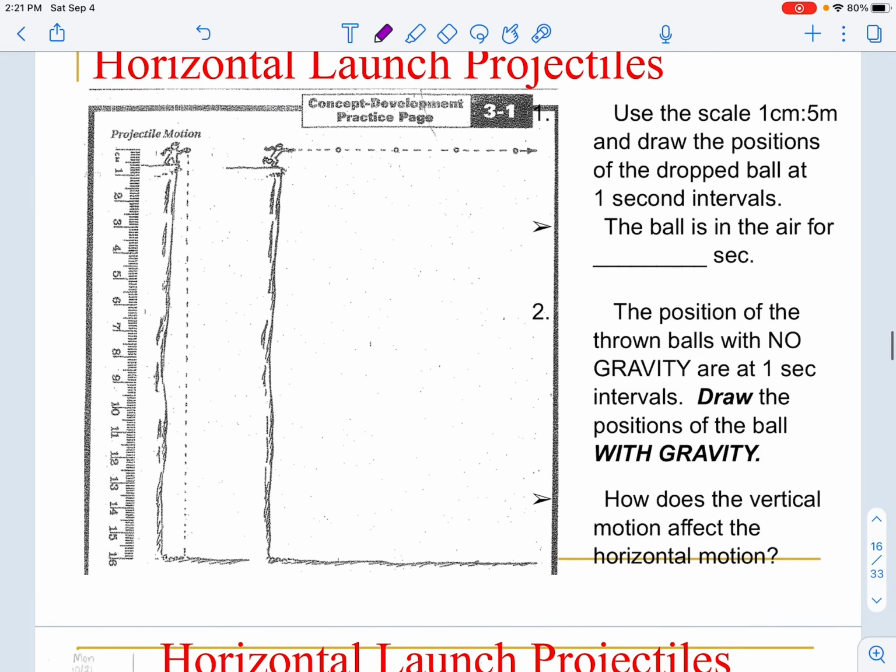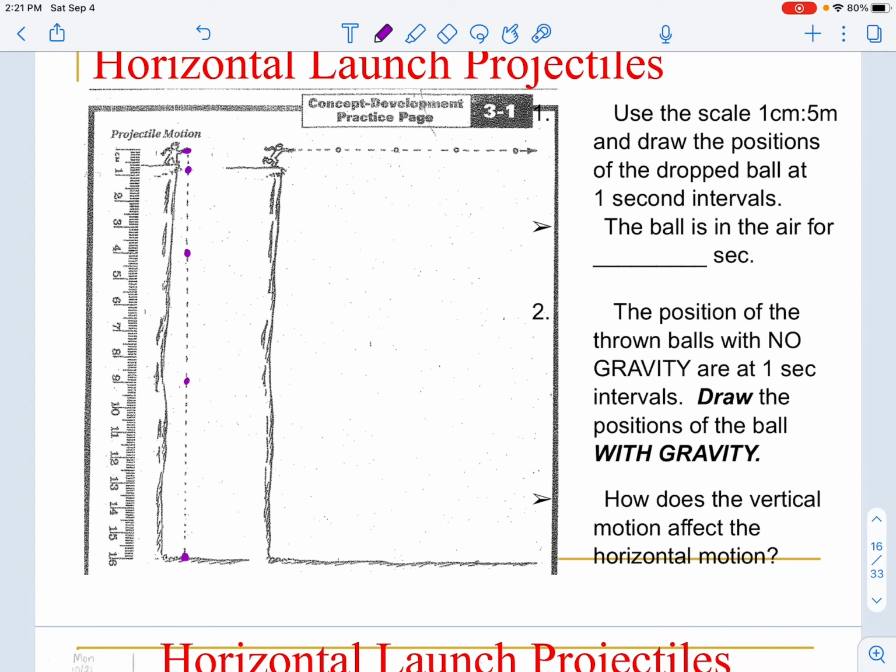So if we look at this page, this is intended to just kind of introduce how we come up with that parabolic shape. It says here that the first picture, they wanted us to draw the position of the dropped ball at 1 second intervals. So if my object starts here, and I've already done the math, so I'm just going to tell you how this goes. After 1 second, we would be on the 1 centimeter mark. After 2 seconds, we'd be on the 4. After 3, we'd be on the 9. And after 4 seconds, it would finally hit the ground here at 16 centimeters.